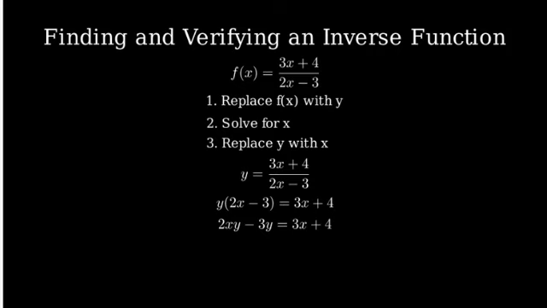Now let's move all terms with x to one side and all other terms to the other side. 2xy - 3x = 3y + 4. Factor out x from the left side. x times (2y - 3) = 3y + 4.